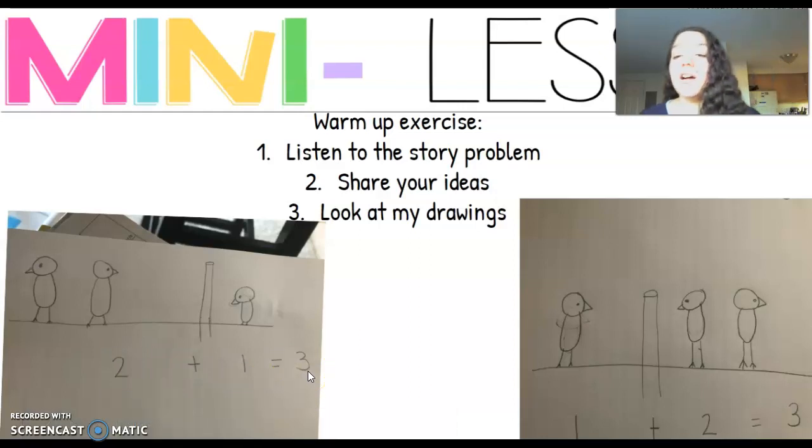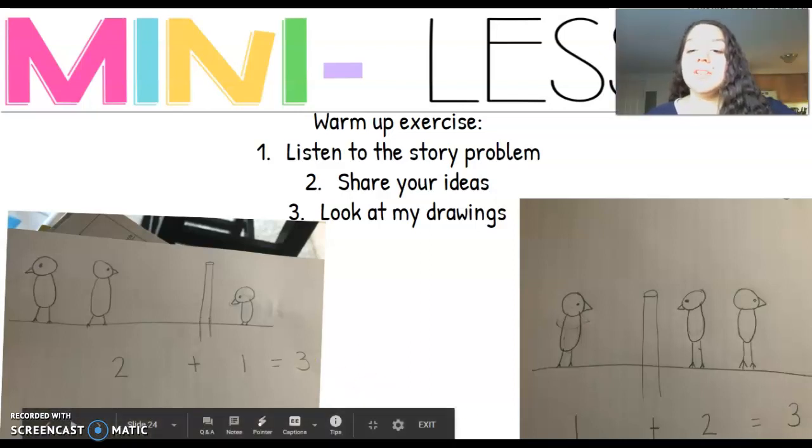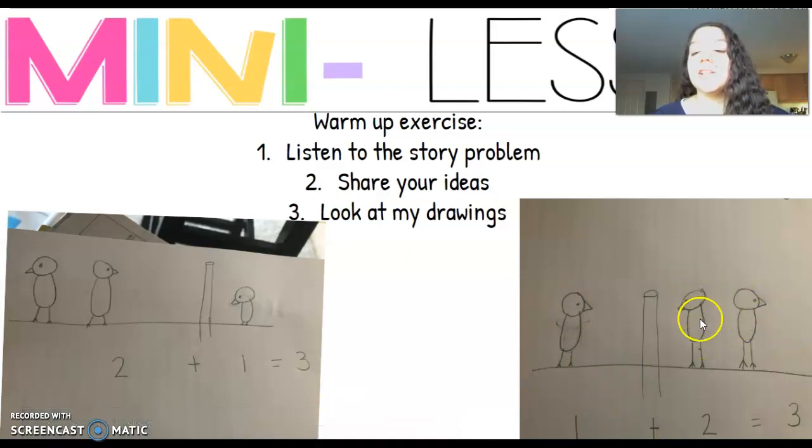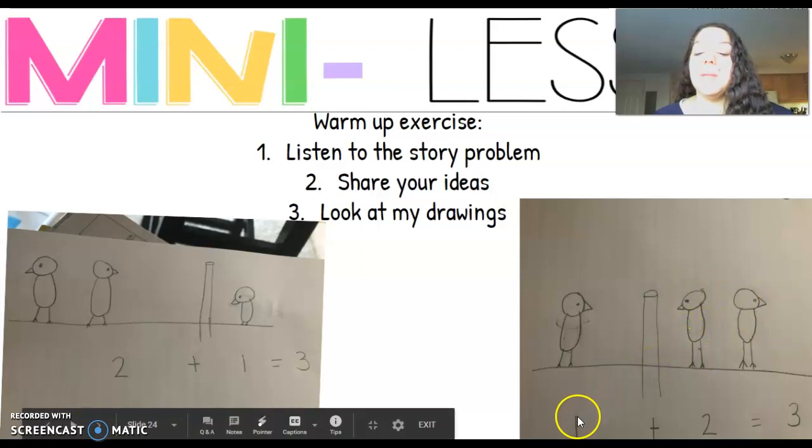Alright, let's look at our other drawing because we need to think of another way that 3 birds could sit on 2 wires. Ooh, maybe this time we have 1 bird sitting on one wire and 2 birds on the other wire. We just flipped our equation. So I drew my picture of 1 bird on this wire and 2 birds on this wire. And my number sentence says 1 plus 2 equals 3. Great job. All right, we're going to move into our lesson.